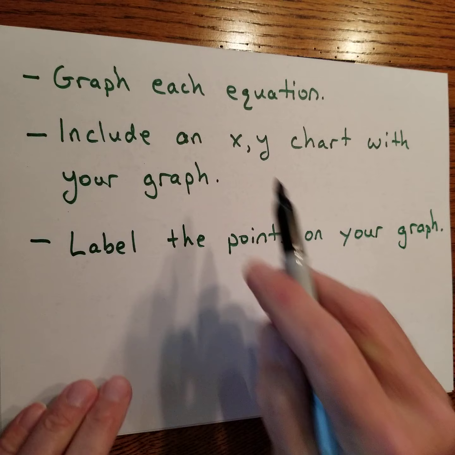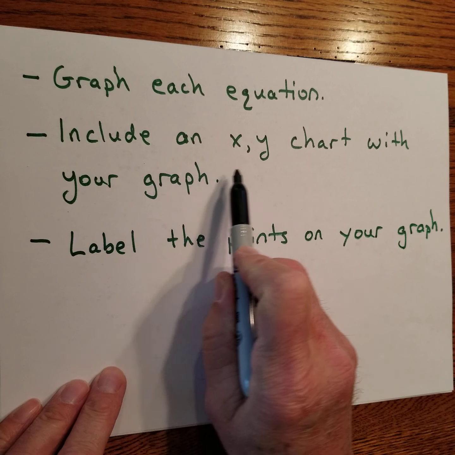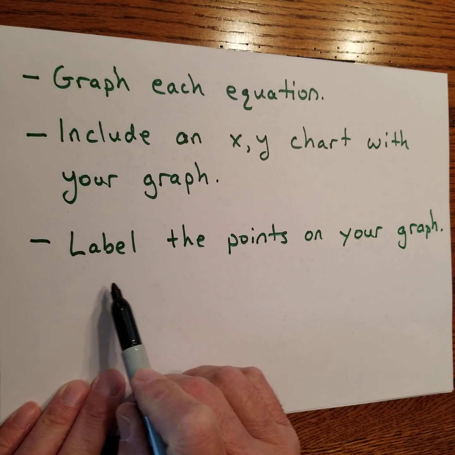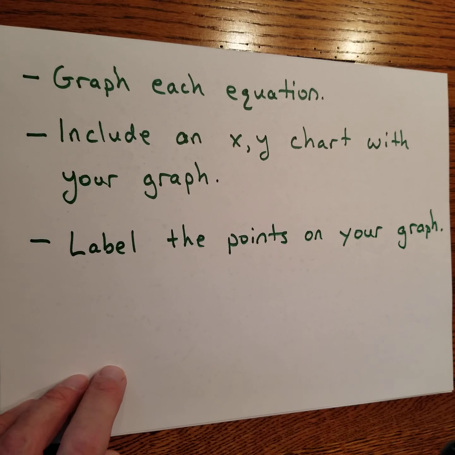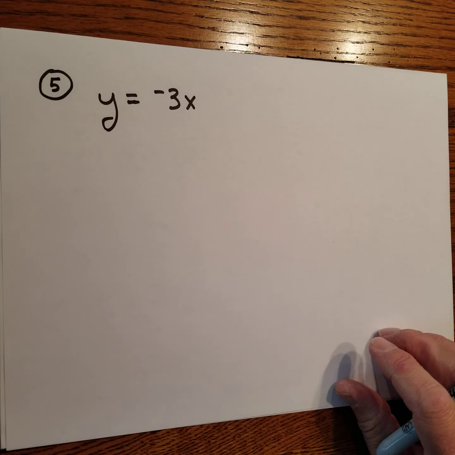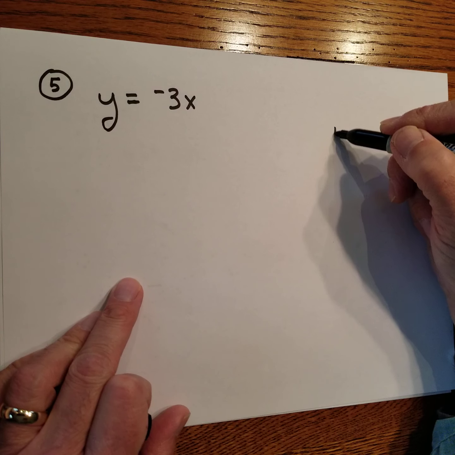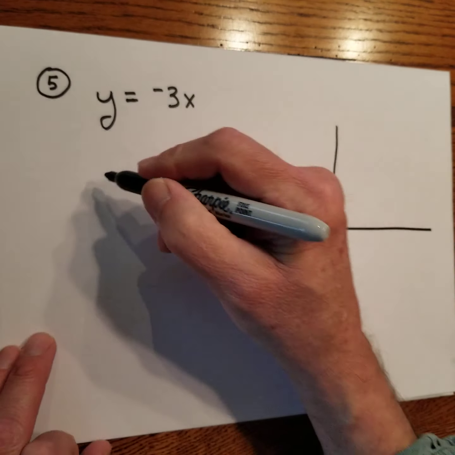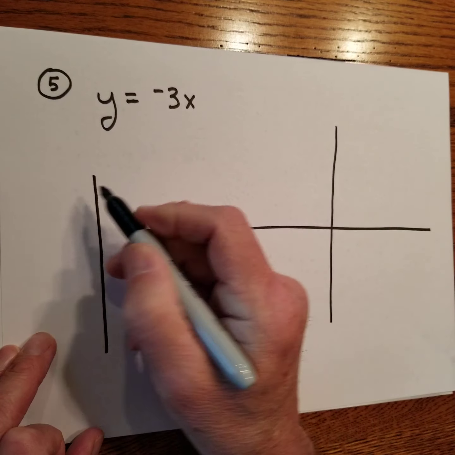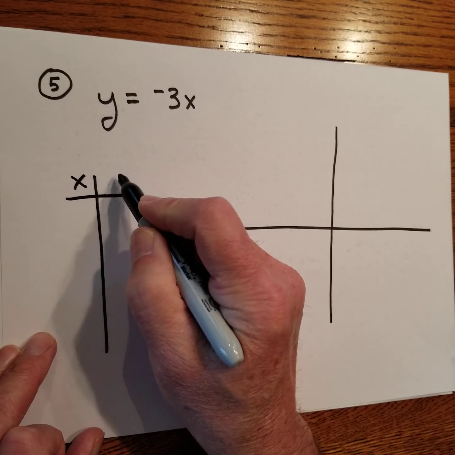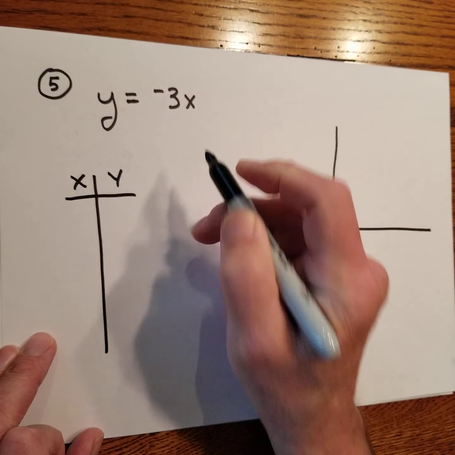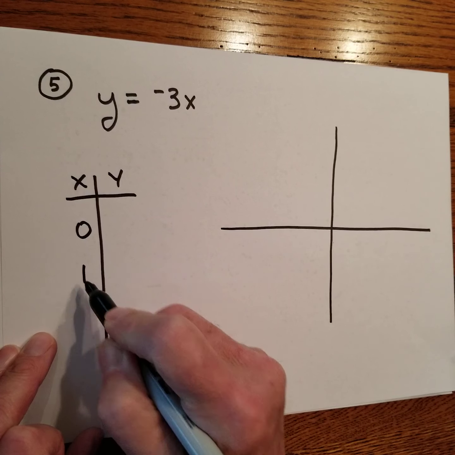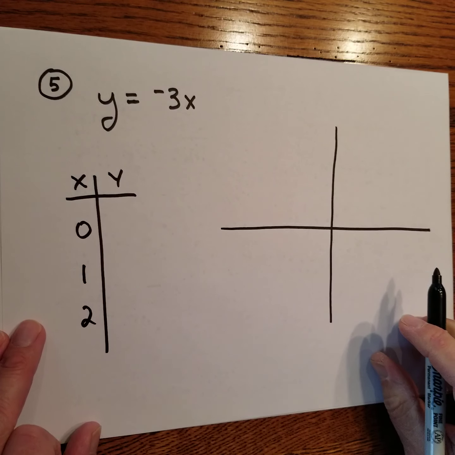For these problems, I need to draw a graph. I also must show my XY chart and label points on the graph. For number 5, I'll get my graph ready and my XY chart ready. Since there are no fractions in the problem, I know that 0, 1, and 2 will work effectively.